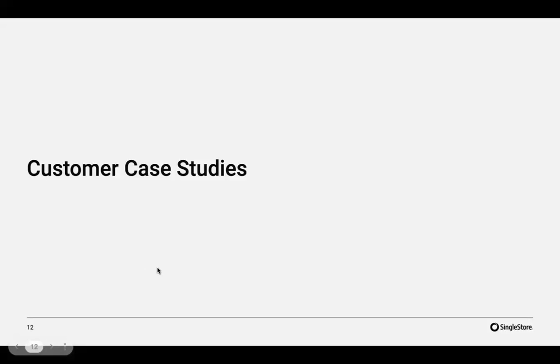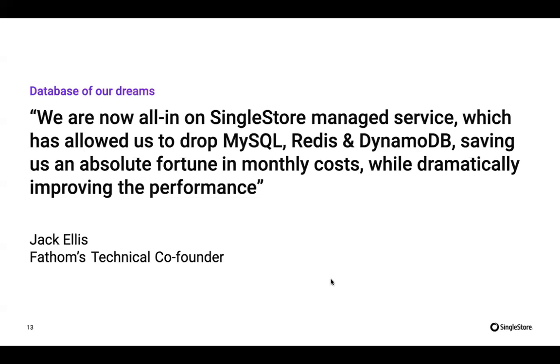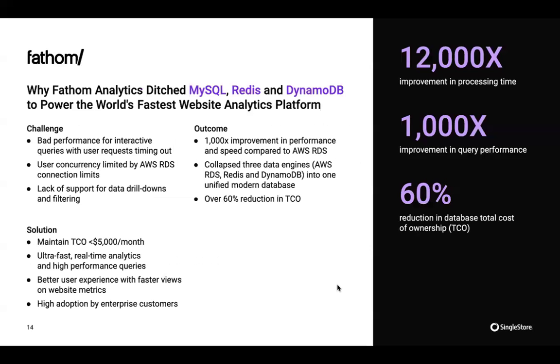All right, let me briefly go through a couple of customer case studies. I mentioned Jack Ellis already. There's another quote from him, but let me describe a little more about the challenge he had with Fathom Analytics. They had bad performance for interactive queries, with user requests timing out, and they were using MySQL, Redis, and DynamoDB as well. So not just one product, but several together. They were able to replace all three with SingleStore, because it achieved the features and functionality they were looking for, and the performance as well. It was a bit of a no-brainer for them in the end.